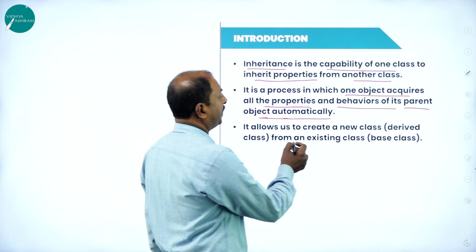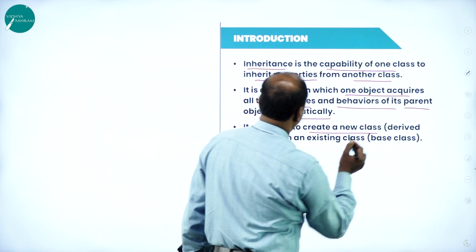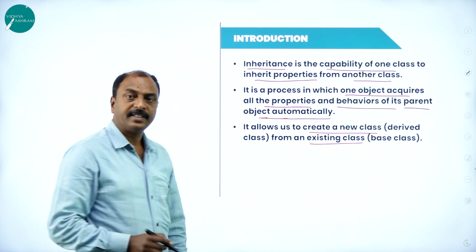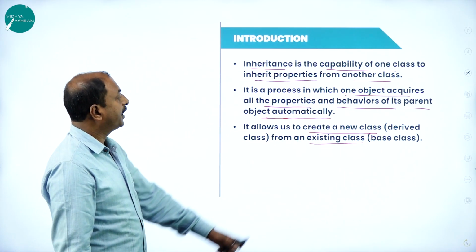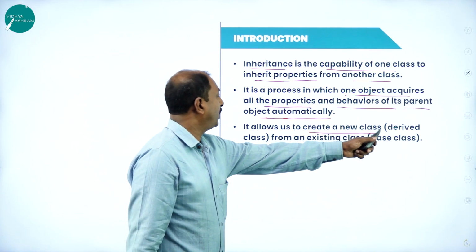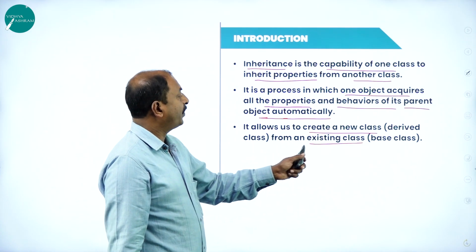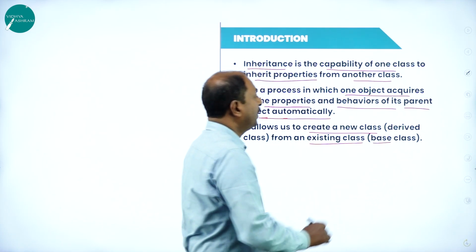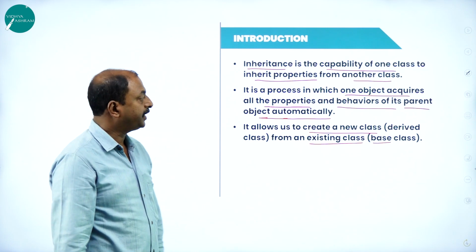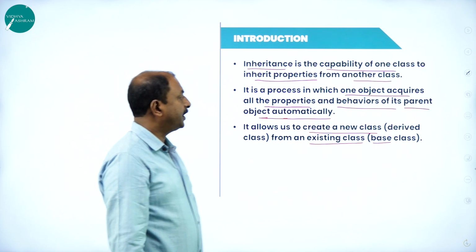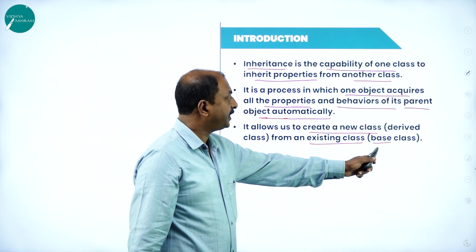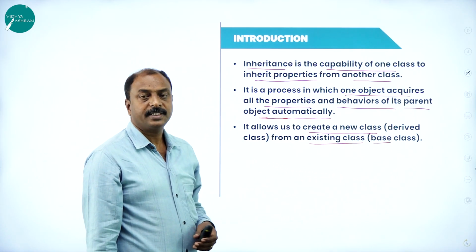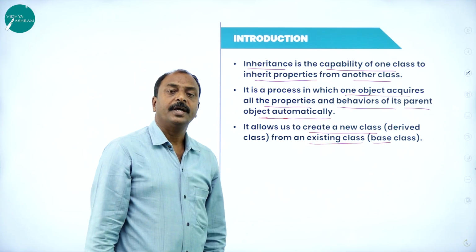It allows us to create a new class, the derived class, from an existing class. Another way we can say inheritance is nothing but creating a new class, that is called the derived class, from an existing class, that is called the base class. Here we are learning the different terms: base class or parent class, derived class or child class. This is the concept of inheritance.